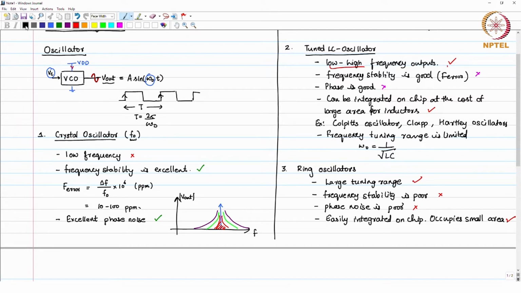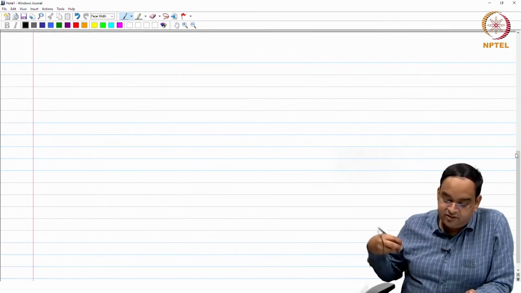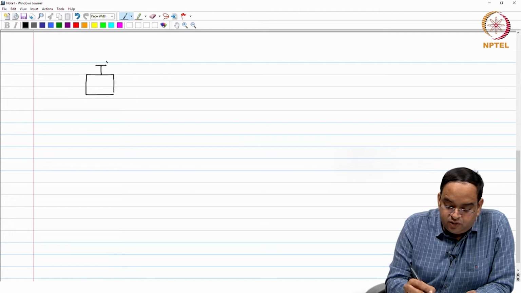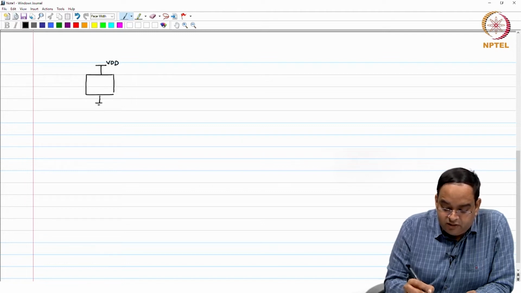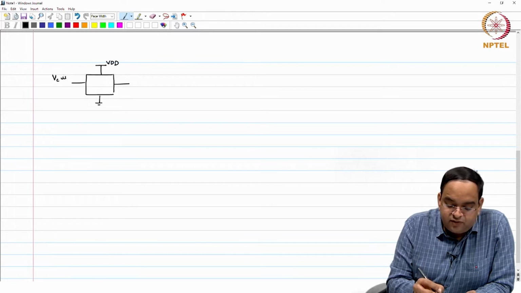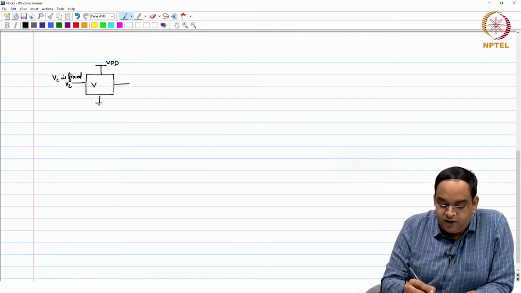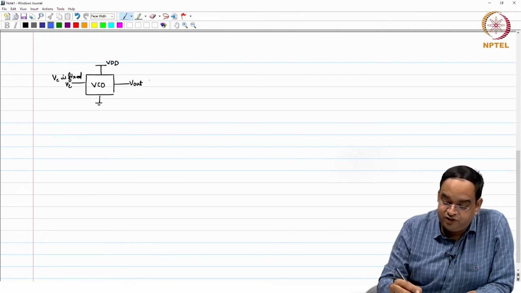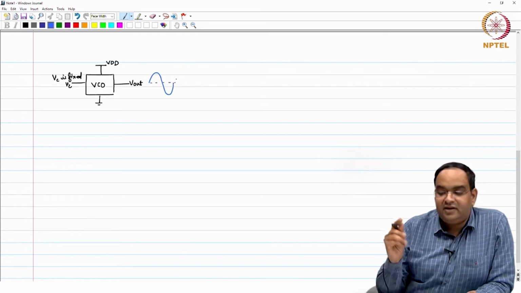So, let us come to this block, which is VCO. I will just draw this and give a thought to what it should do. You have VDD and ground. Forget that you are controlling VC, just assume that VC is equal to some fixed voltage. And you are getting V out here, and in practice what you want to see is this V out should be a sine wave and it is self sustained.